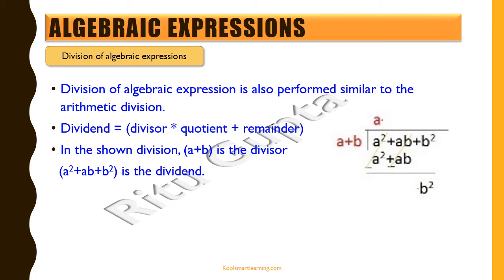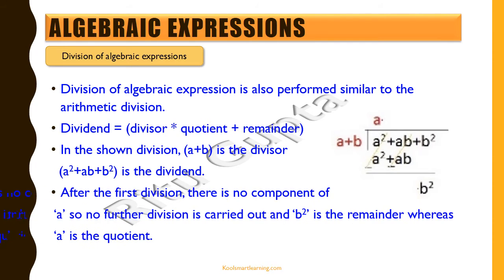So now in the shown division, we see that a plus b is the divisor and a square plus ab plus b square is the dividend here. Now when we start performing the division, we multiply the divisor with a, and it becomes a square plus ab, and this we put just below the respective term of the dividend, and then we subtract whatever we get after multiplying a plus b with a from that part of the dividend, and we get the next term of the dividend down, and here we get b square, which becomes the remainder in this case, whereas a is the quotient.